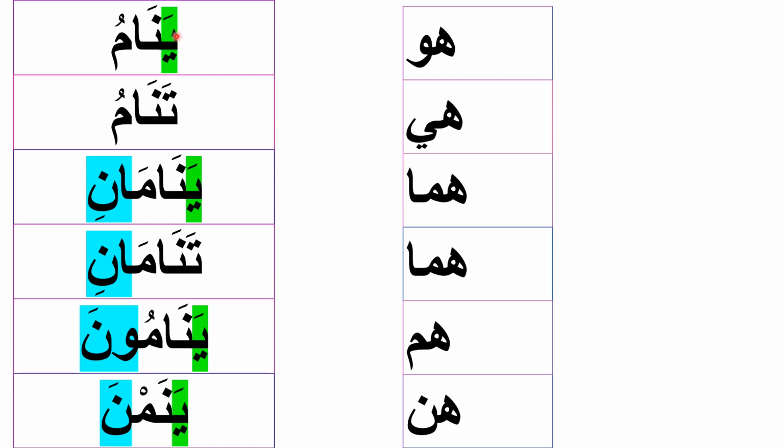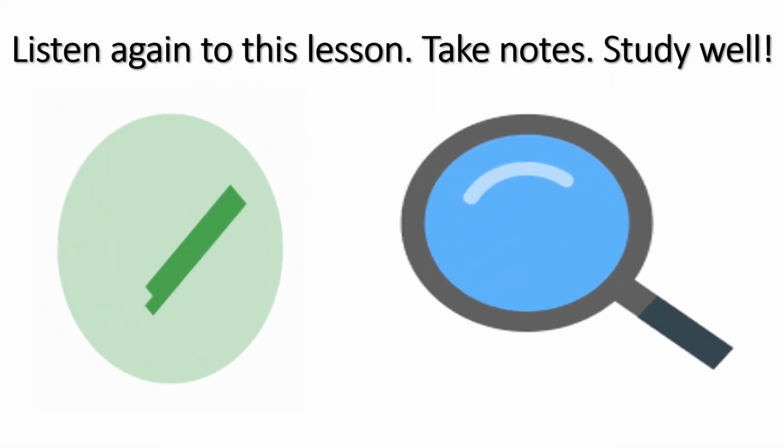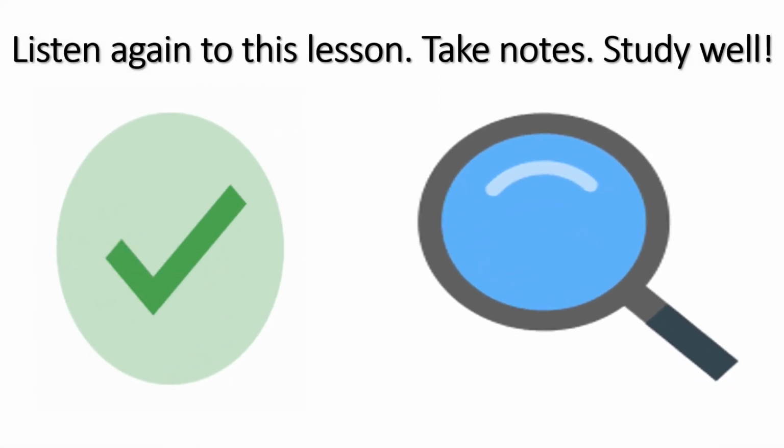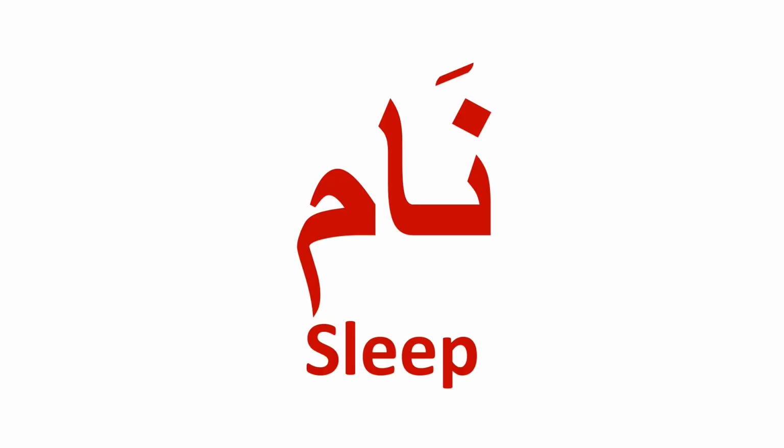In general, the letter ya at the beginning of a verb is a prefix that indicates and means that you are talking about someone else. ينام. He sleeps. Listen again to this lesson. Take notes and study well.